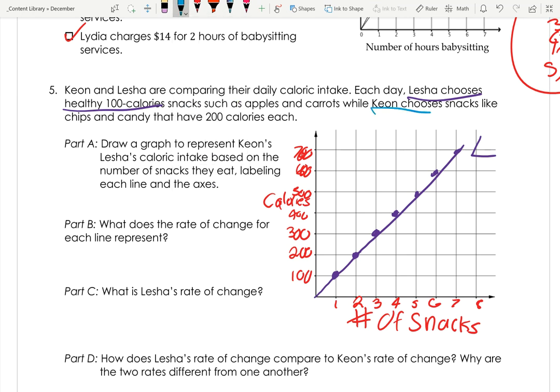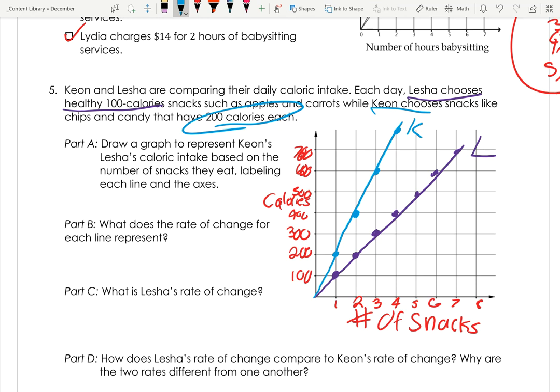Now in blue will represent Keon. Keon chooses snacks that have a little more calories, 200 calories each. So one snack would be 200 calories for Keon. Two snacks would be 400 calories, right? Because 200 per snack. Two snacks eaten would be 400. Three snacks would be 600 calories. Four snacks would be 800. We don't really have that number on a graph, but we're kind of running out of space up there. But yeah, right there is Keon's calorie intake.